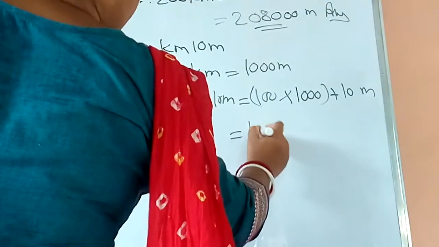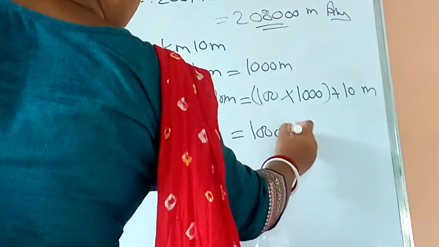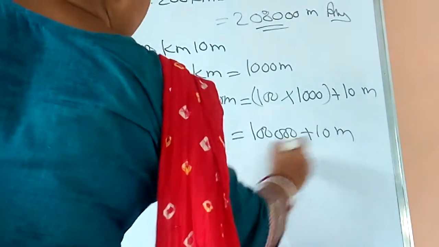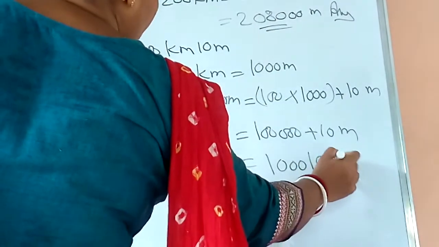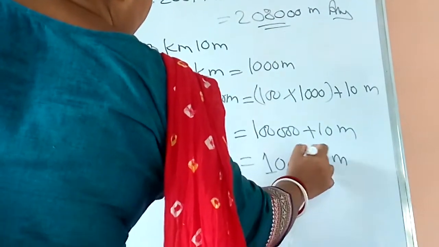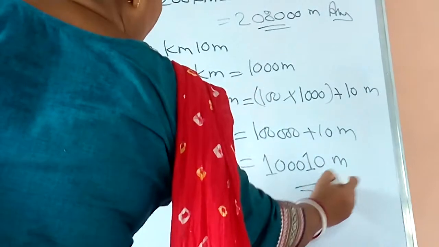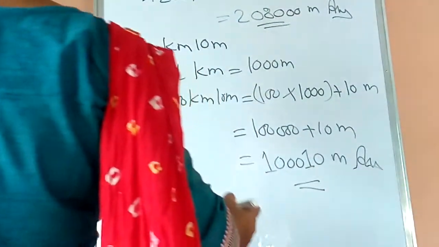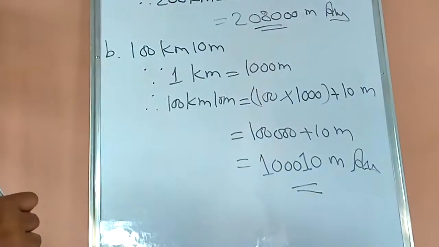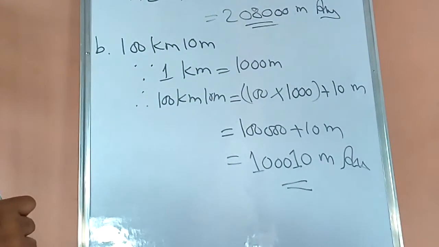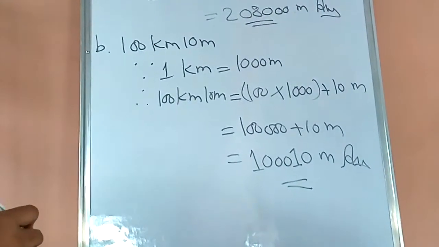So this will become plus 10 meter. The answer will be 100010 meter. Okay, this is the addition. So this is our answer. You will solve this type of problem like this. Now let's do some more conversion.